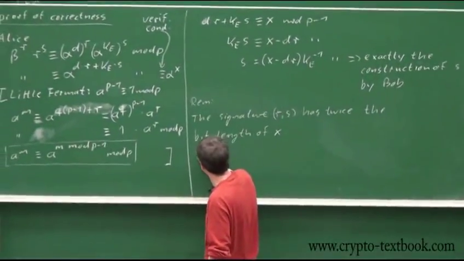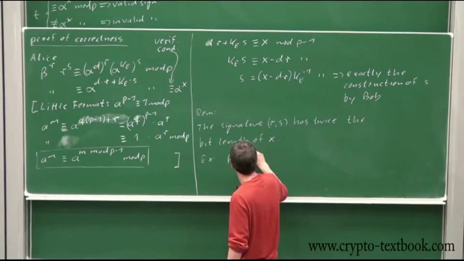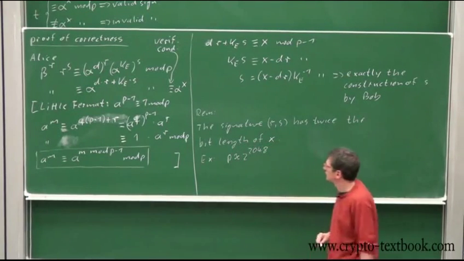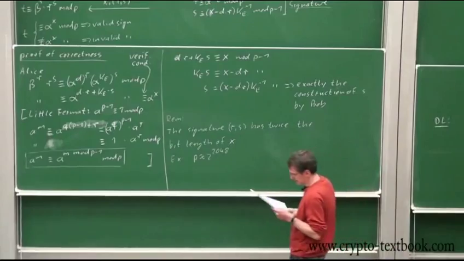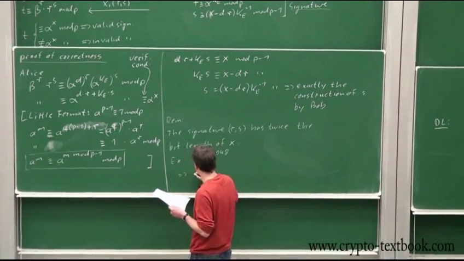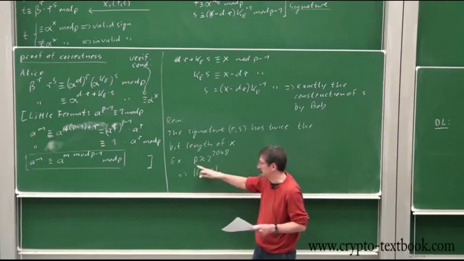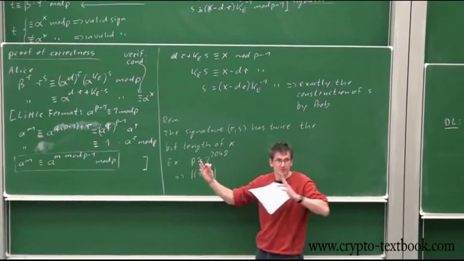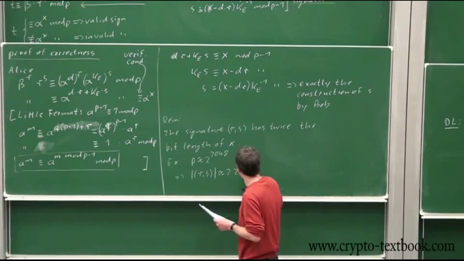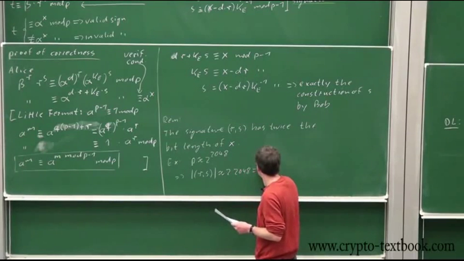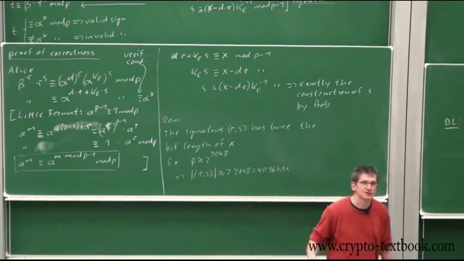Just to give you an example here, it's not very complicated. If you have a 2048-bit prime for the group where our discrete logarithm problem lives, then these bars, these are not parentheses, mean the length is 2 times 2048 bits, which is 4096 bits. Just to give you an idea what that means.